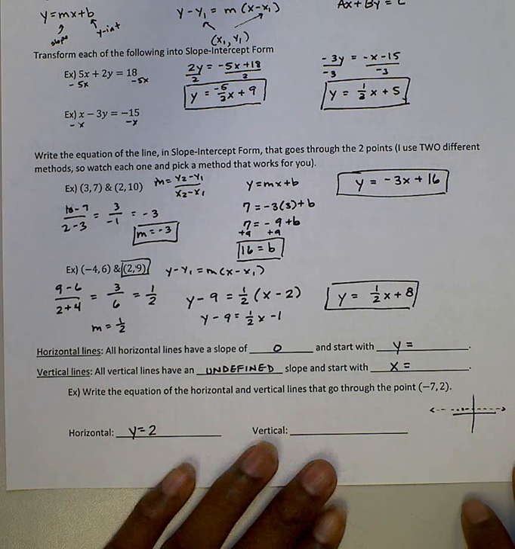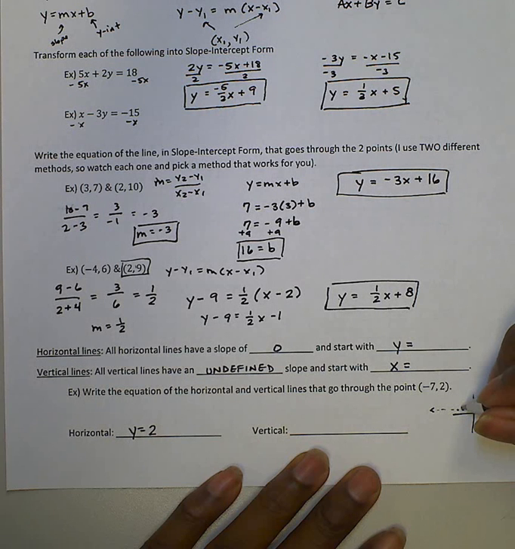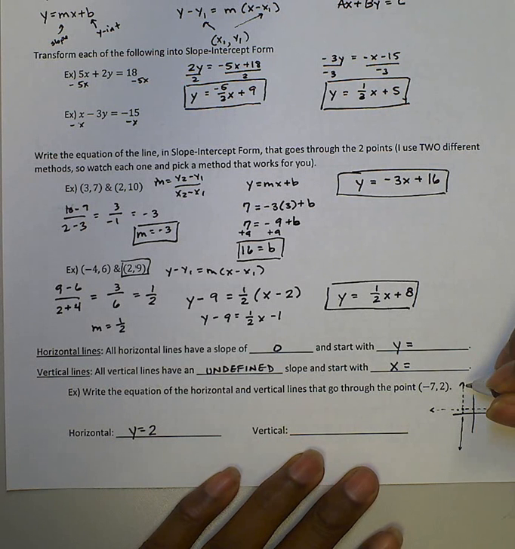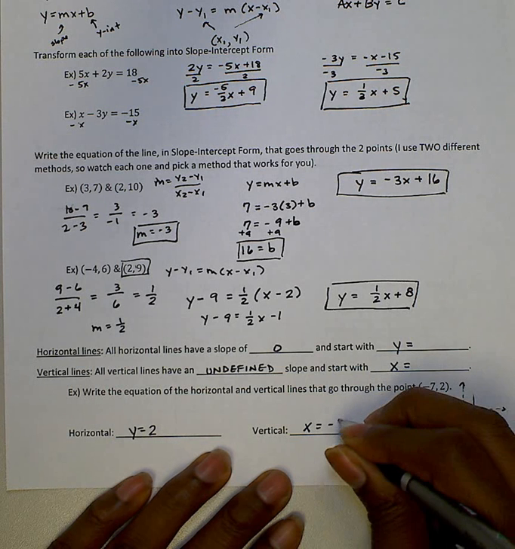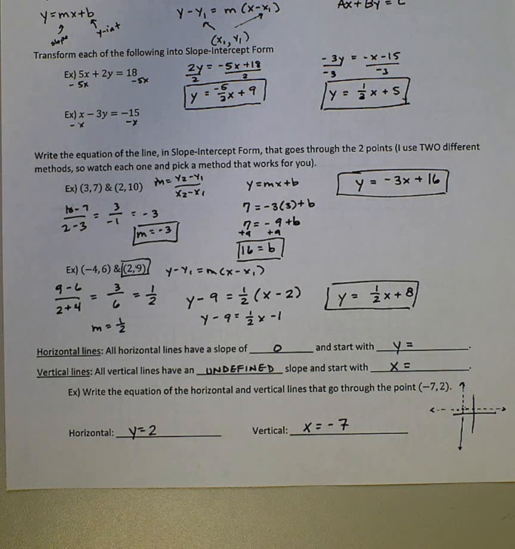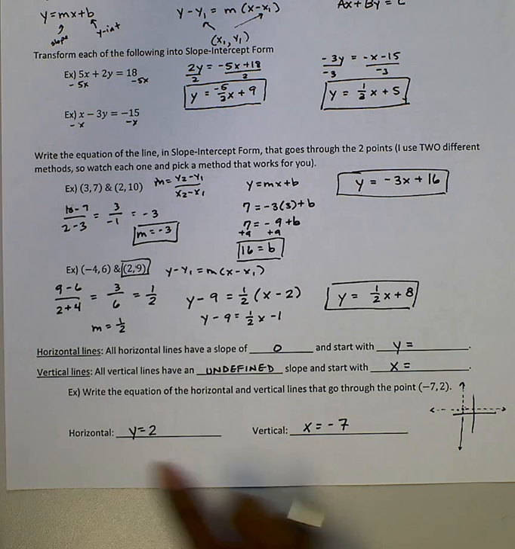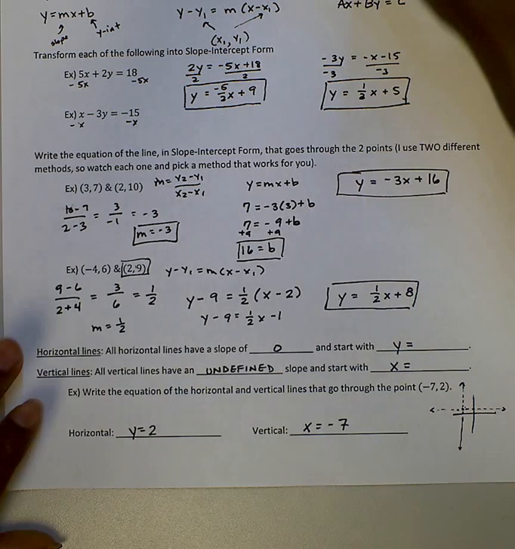If we have a vertical line through the point -7, 2, it'll be here. What stays the same through every point? X. At every point, x will be -7. I don't know if that helps, but hopefully it does.